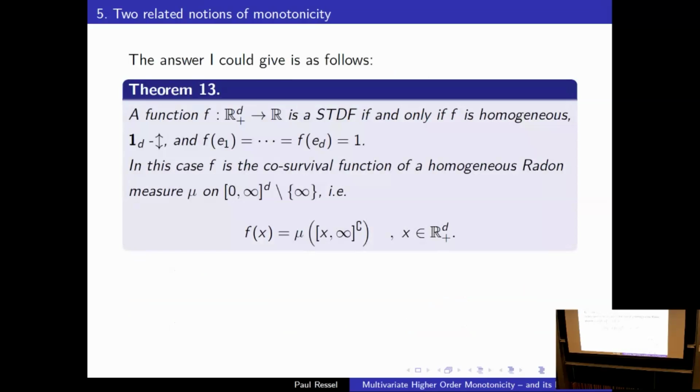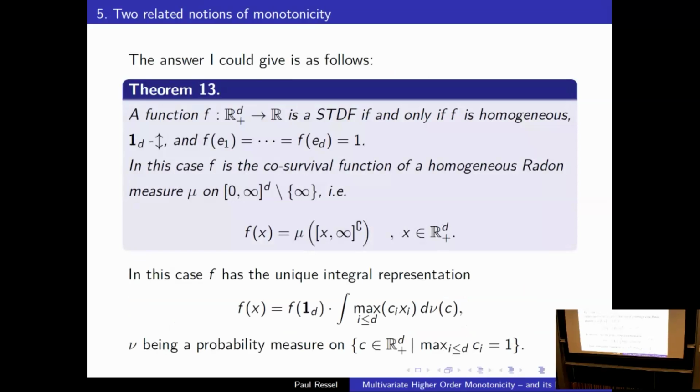It has to be 1-alternating. That's the essential thing. It should be fulfilled. The rest is trivial. In this case, this function has a unique integral representation in terms of these maximum functions, where nu is a probability measure on the, in fact, on the upper boundary, which I used in another connection, on the upper boundary of the unit cube. The maximum of the c_i is 1.